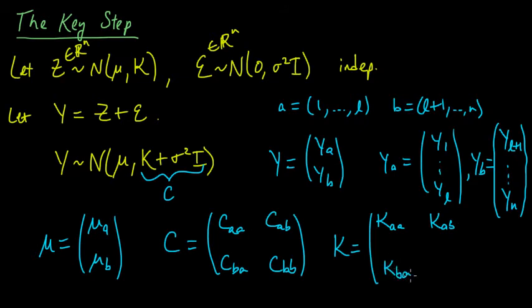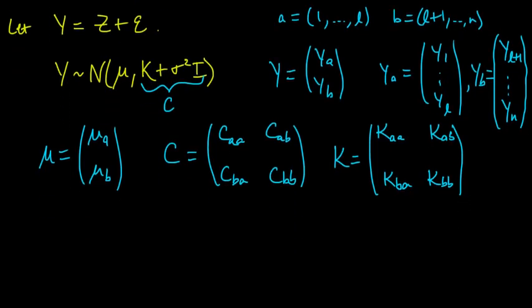KAA, KAB, KBA, KBB. Okay, that's all good. And now our task, if we choose to accept it, is to figure out the conditional distribution on YA given YB. So we want to figure out what this is. This is the key step. Let's say little yb is some values of these variables. And so this conditional distribution, these random variables conditioned on these have some distribution. And what is it?